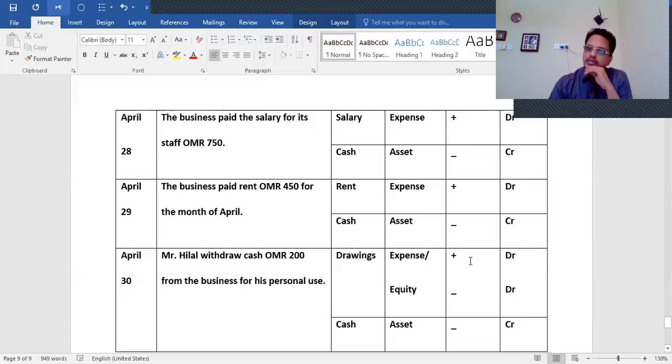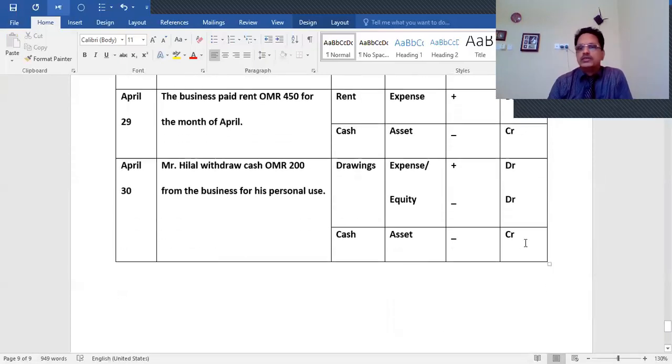Here, if it is an expense, expense increases, and when an asset or expense increases, it is debit. If you consider it a part of equity, when you take money for your personal use, your capital or equity decreases. Equity decrease means debit, and cash decrease means it is always credit. So both ways you will get the debit aspect.